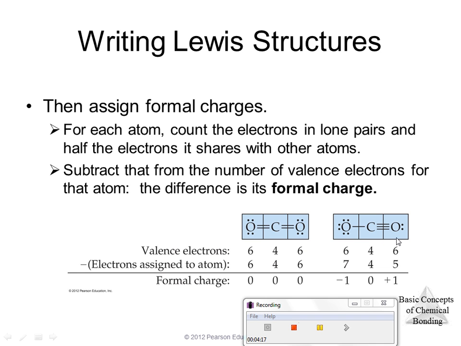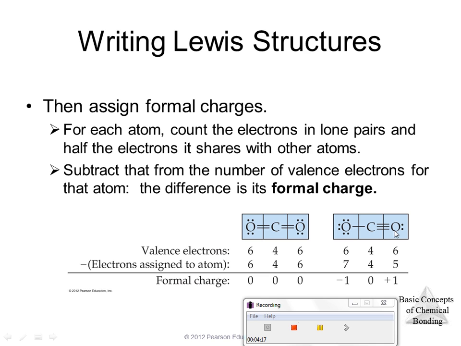Here's another valid Lewis diagram for carbon dioxide. Notice here the formal charge. You have 2, 3, 4, 5, 6, 7 assigned to the oxygen here. It has 6 off the table. It has a formal charge of -1. Carbon has 8 shared, so it's 4 and 4, no different.